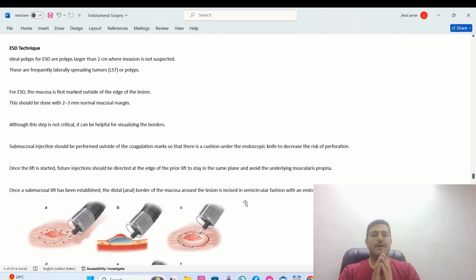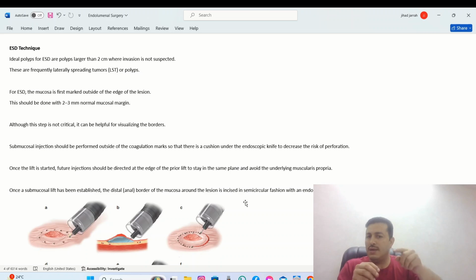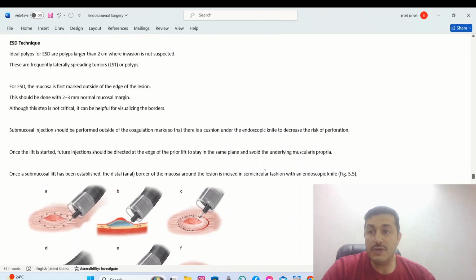About the technique, we said the main difference between mucosal and submucosal: in mucosal resection we use a hot snare; in submucosal dissection, as we will see, we use a knife, and for that reason we can remove larger tissue. Endoscopic submucosal dissection is ideal for polyps larger than 2 centimeters where invasion is not suspected. In this category frequently falls the lateral spreading tumor.